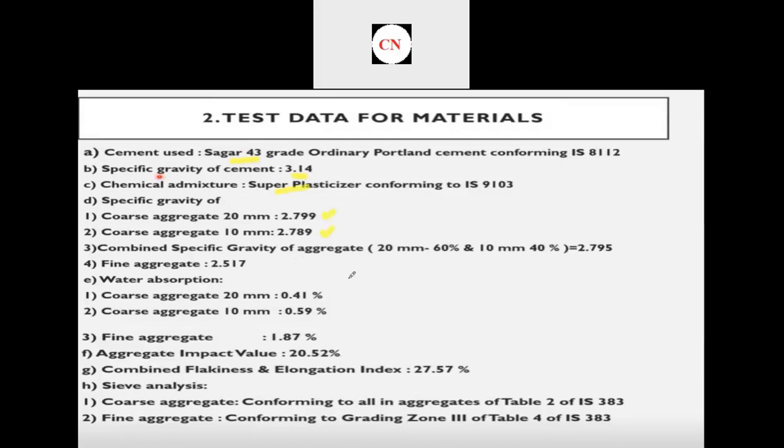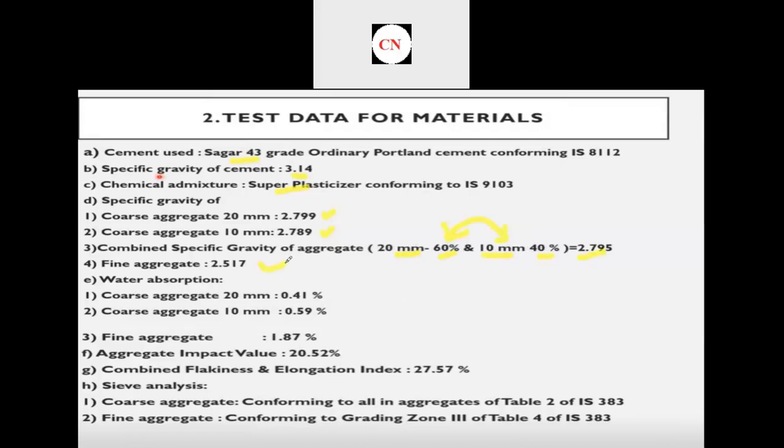Combined specific gravity of coarse aggregate, which means 20 mm 60% we are taking during the casting, 10 mm 40%. So this is nothing but called blending. So blending is done here. 20 mm we are using 60%, 10 mm we are using 40% in order to get the dense gradation. Then the specific gravity of such a combined mix is 2.795.